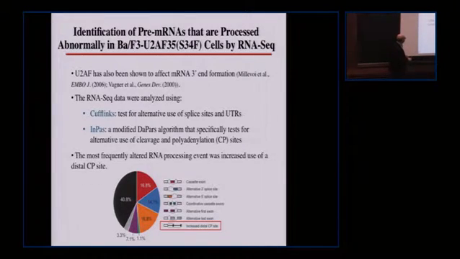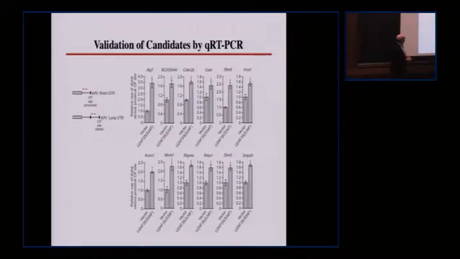And so we took a number of the candidates that were identified by the global RNA profiling, and we confirmed that they had increased distal CP site use using a qRT-PCR assay, where we're measuring a common site and then a site that's downstream of the normal polyadenylation site. And so you can see in all of these cases, we see increased use of the distal CP site.